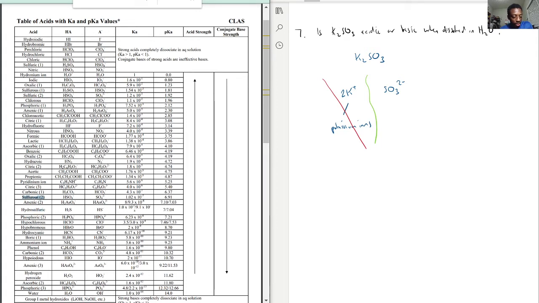This sulfurous should actually be HSO3 minus, and it should be SO3 2 minus, because they have the sulfuric here already. As you can see here, HSO4, SO4 2 minus. So there's a typo here. Just something that we have to kind of ignore. But the point being is that it shows it as a weak acid.